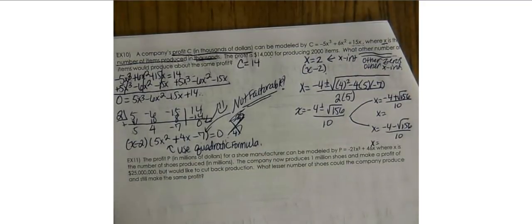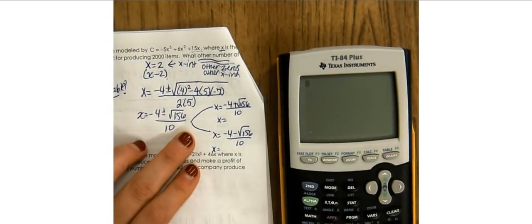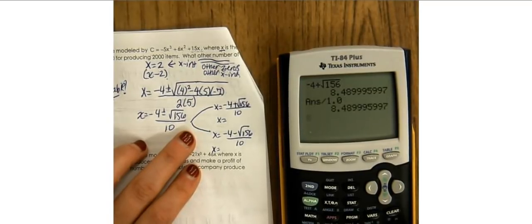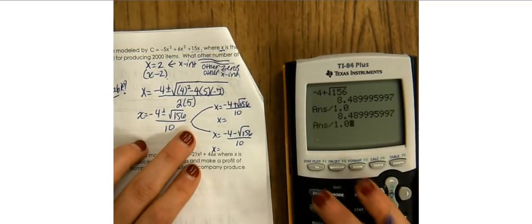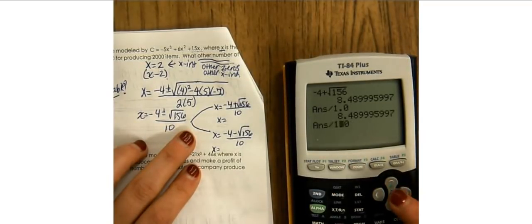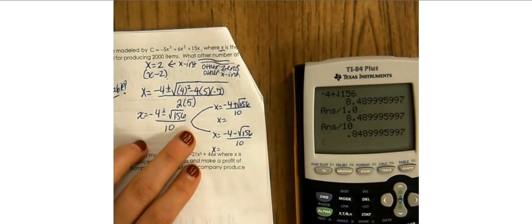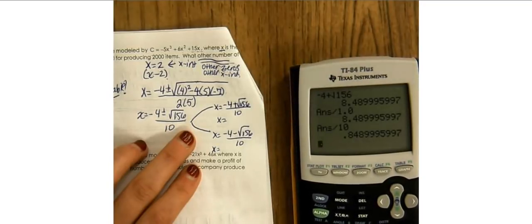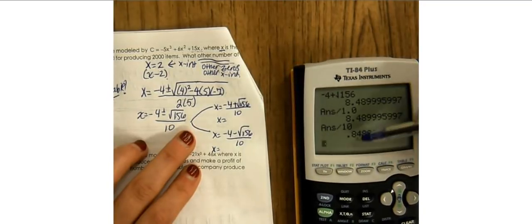Whenever you're doing this, please make sure that you come up with a solution for your numerator before you divide by your denominator. So what I mean by that is I'm going to put in negative 4 plus the square root of 156, and I'm going to come up with a number. Then I'm going to take that number and divide it by 10, and we end up with 0.849. So this is 0.849.